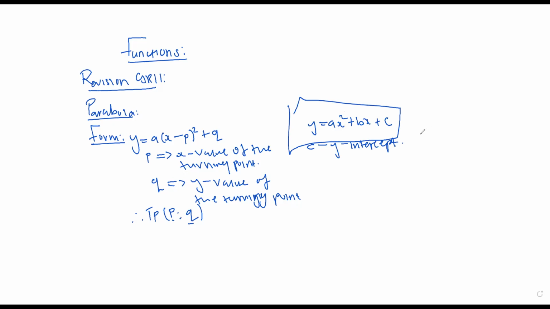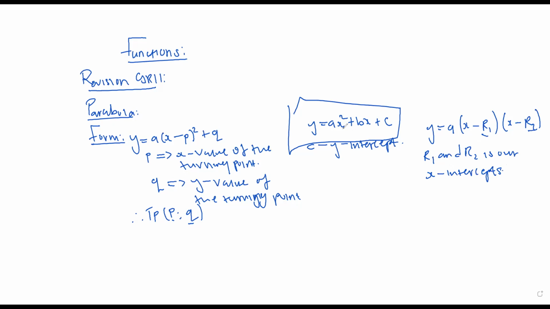And then again we have y equals a(x minus r1)(x minus r2). So r1 and r2 are our x intercepts. These ones are always our x intercepts.